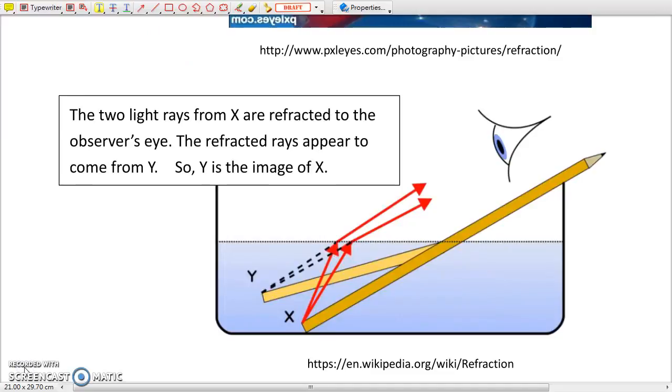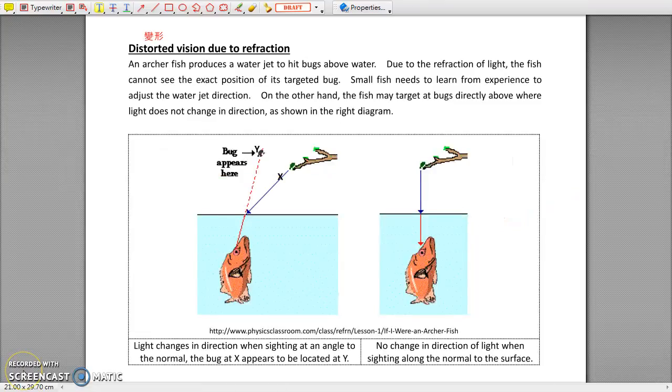Let's repeat the procedure to draw the image of the stick in the water. So we draw two light rays from X, the tip of the stick, 1 and 2. We produce them backward to find the intersection point to locate the image. There you are. So Y is the image of X. And so where is the whole image of the stick in the water? It should be like this. As the part of the stick out of water has no change, that's why it looks bent. Distorted vision due to refraction.